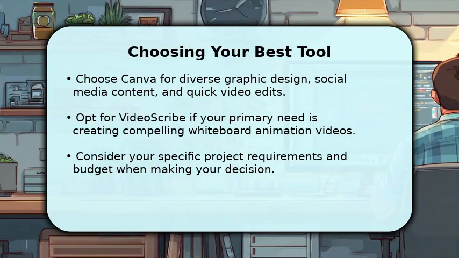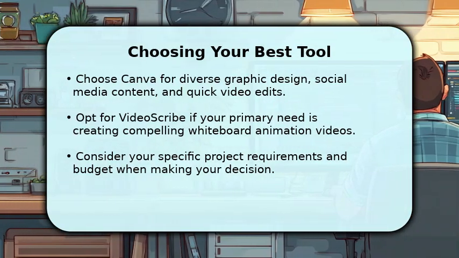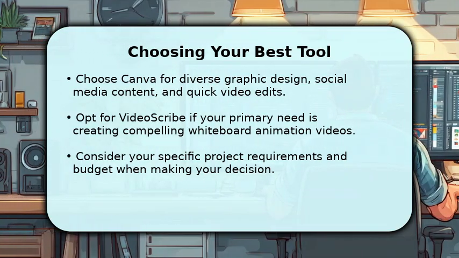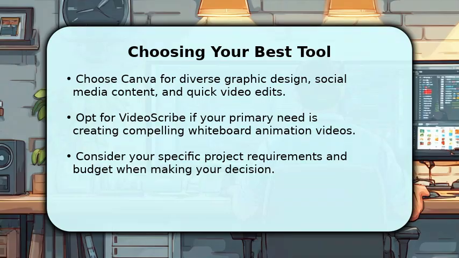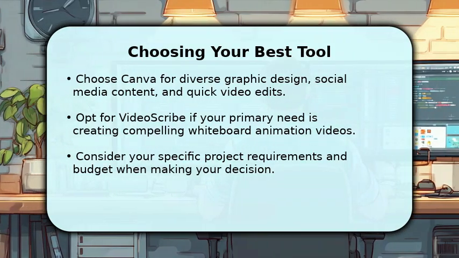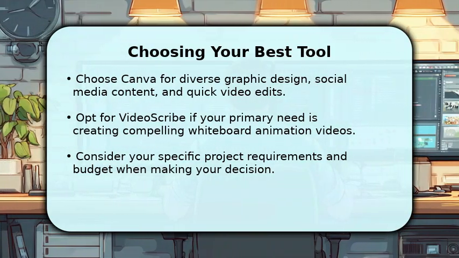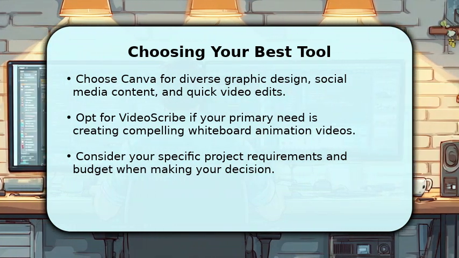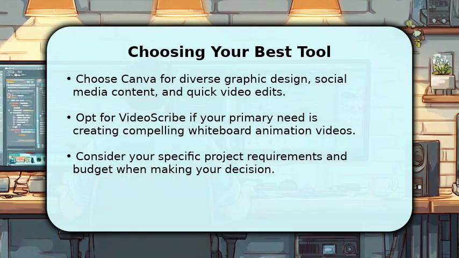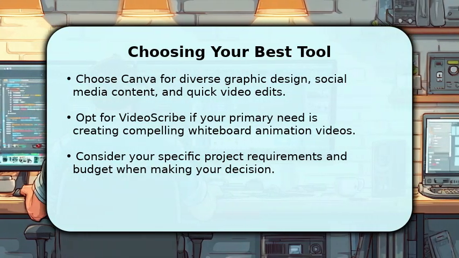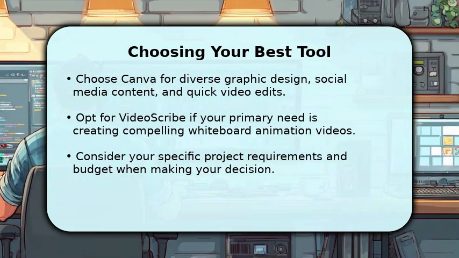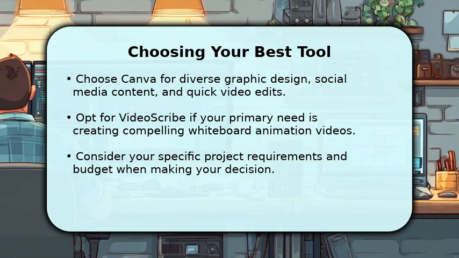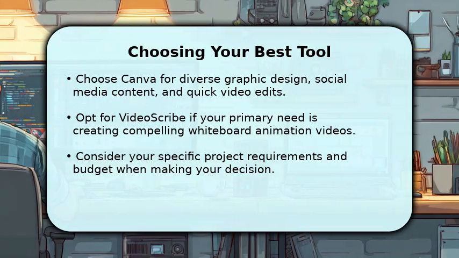Choose Canva if your primary need is diverse graphic design, creating engaging social media content, or quick video edits. Opt for VideoScribe if your main goal is to produce compelling whiteboard animation videos with a unique visual style. Consider your specific project requirements, your budget, and the type of visual storytelling you aim to achieve. Both tools offer distinct advantages, making the better choice entirely dependent on your creative objectives.